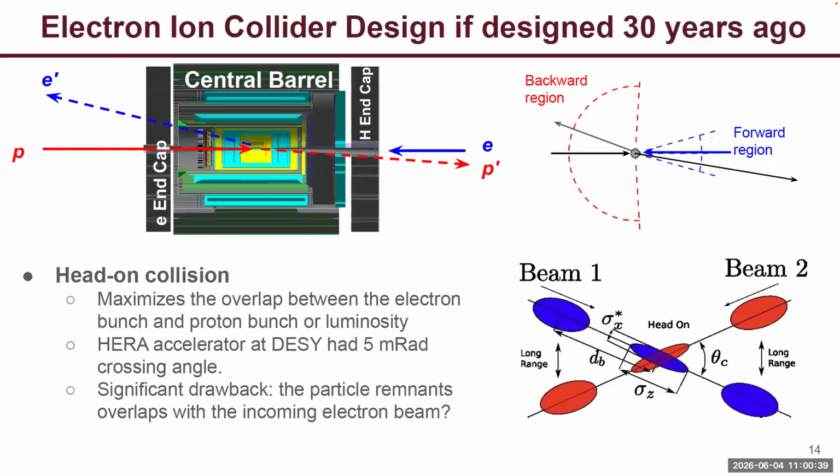So this is exactly what we have, right? EP scattering: electron coming in, meets the proton at the interaction region. Then, of course, the proton flies out and the electron scatters in the other direction. And this would have been the EIC design if it was designed 30 years ago. Notice that the proton and the electron have no crossing angle; they are head on.